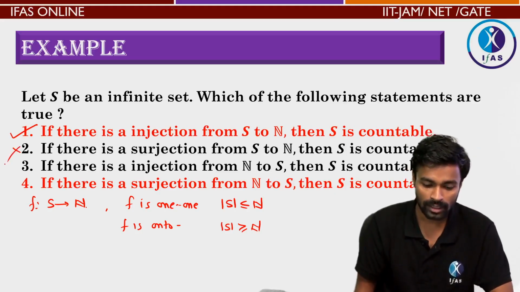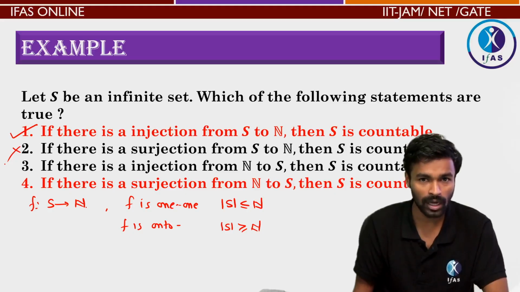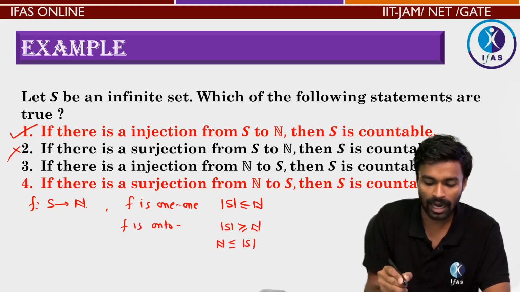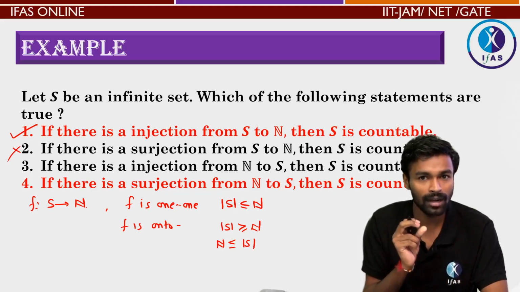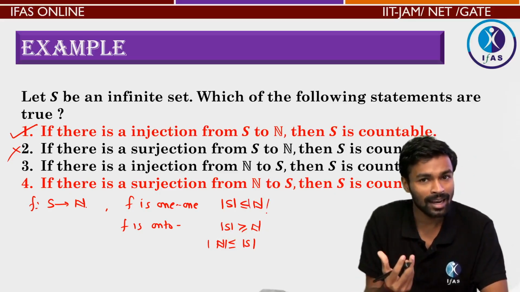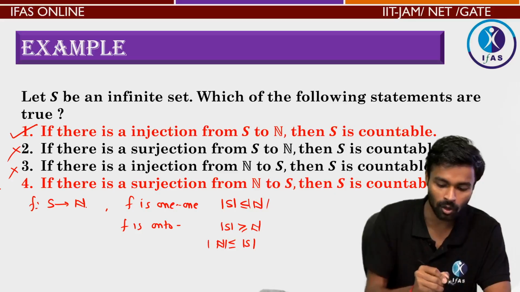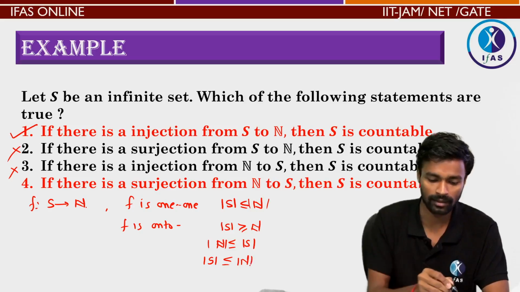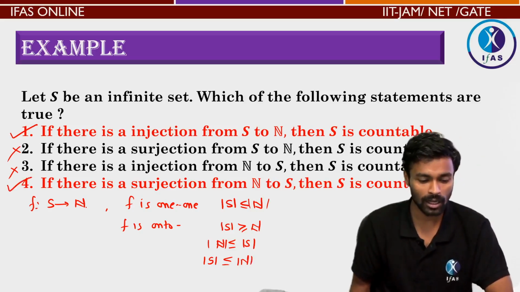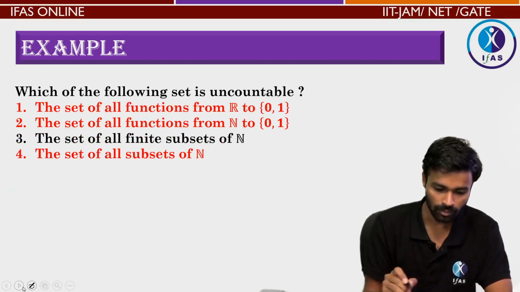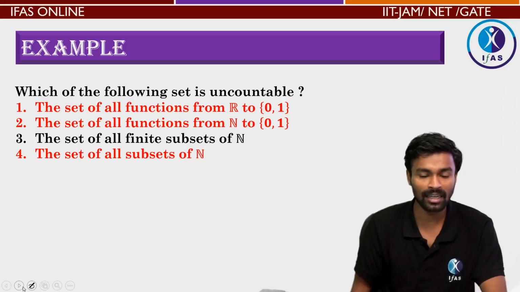Next, if there is an injection from N to S, then the cardinality of N is less than or equal to the cardinality of S. In that case I can also take an uncountable set, so again this is not true. And the last one is the cardinality of S is less than or equal to the cardinality of N, and this last one is again true. The correct options are option 1 and option 4.